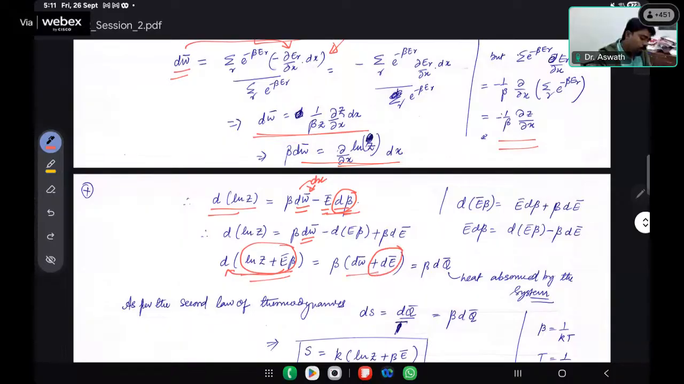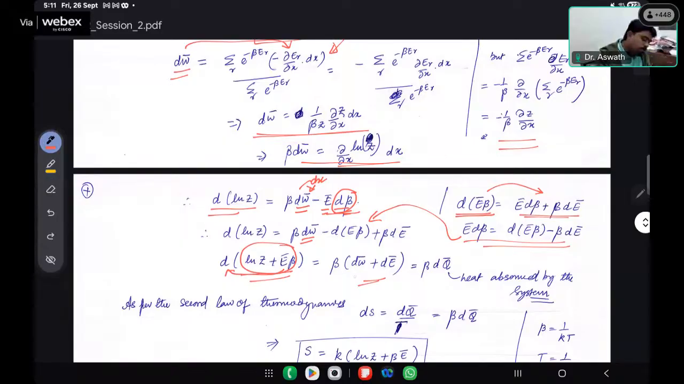How did I do this? I used a variation in energy and the beta expressed as two derivatives. Those two derivatives I just substituted here. So with that I'll have one more term.